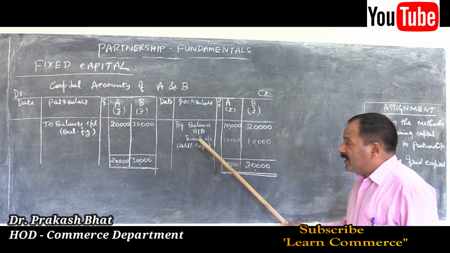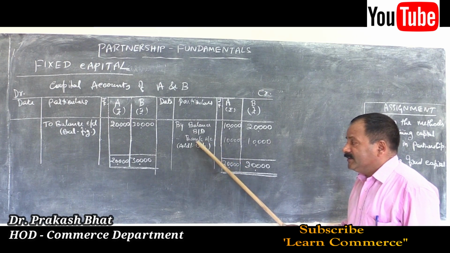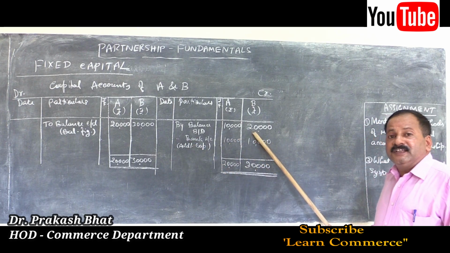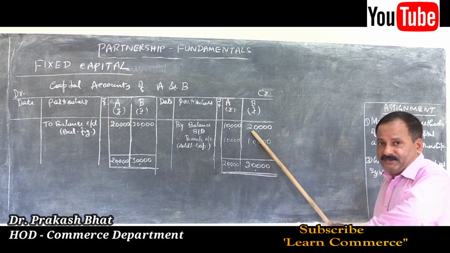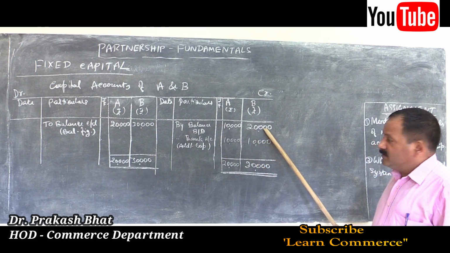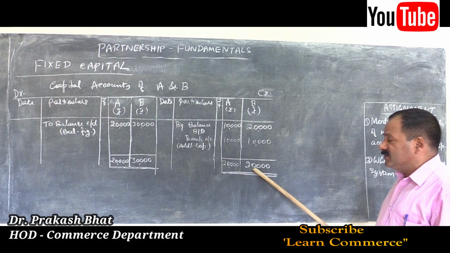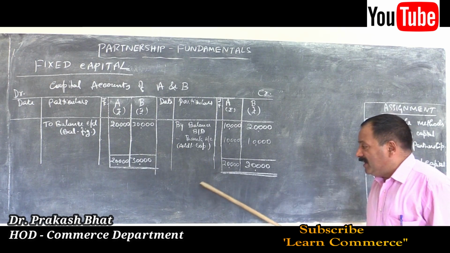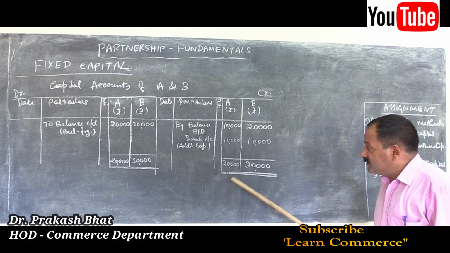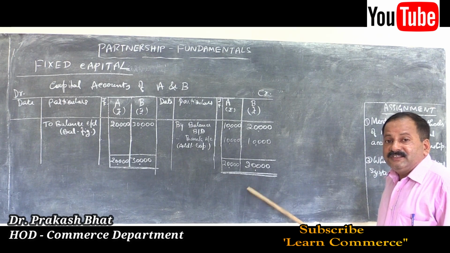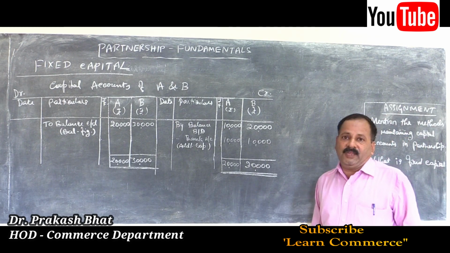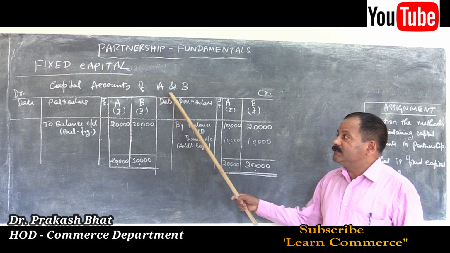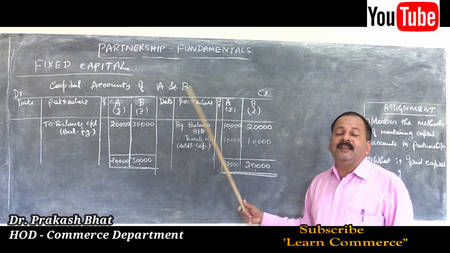If there is no additional capital introduced, then this entry will not be there. The same amount will appear as the closing balance and the opening balance of the next year. Like 10,000, 20,000, the same total will be there, 10,000, 20,000, and to balance carried down 10,000, 20,000, by balance brought down for the next year, that is 10,000 and 20,000. So the capital balance will not fluctuate. This is the position of the capital accounts of A and B under the fixed capital system.